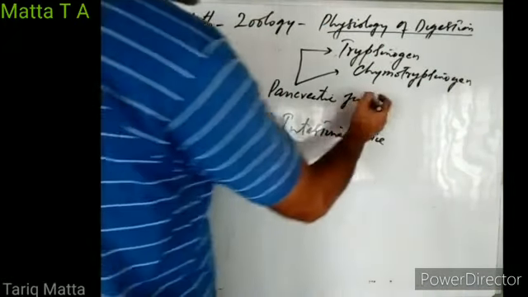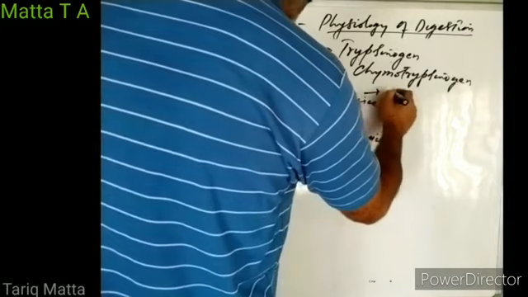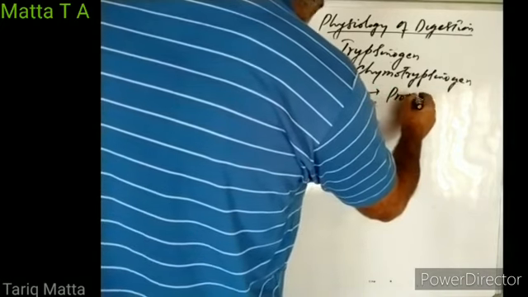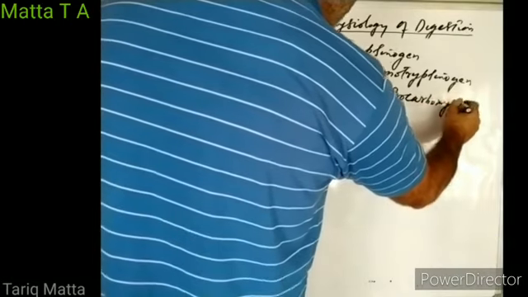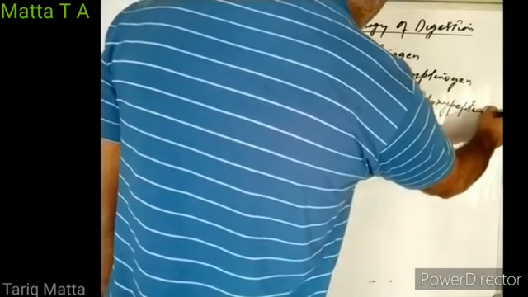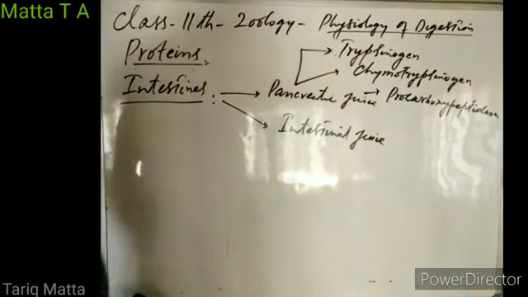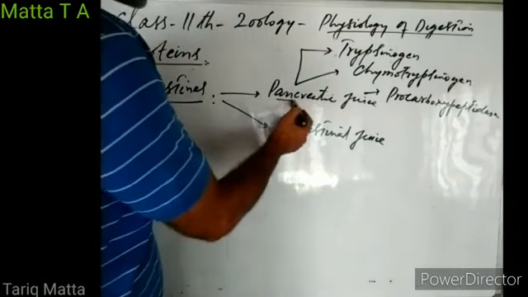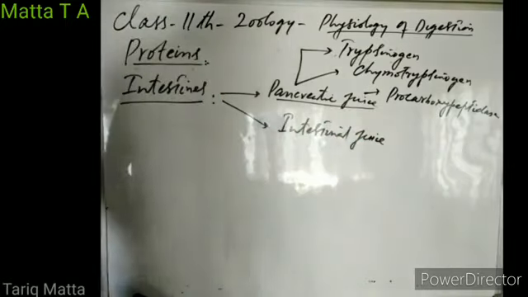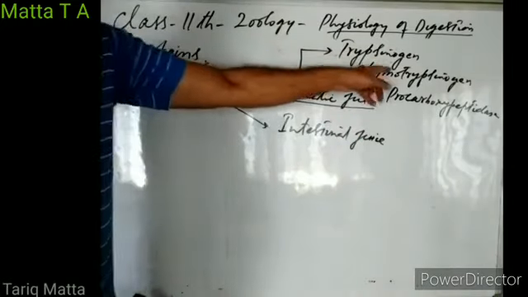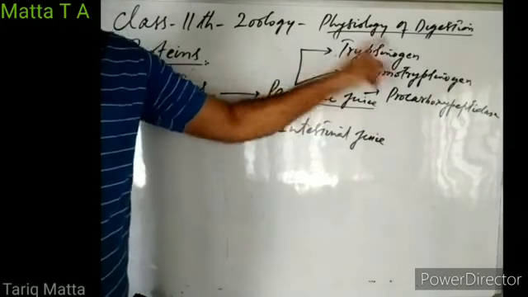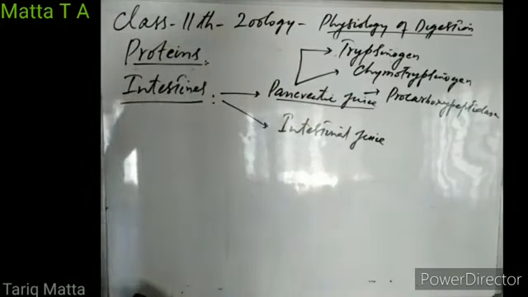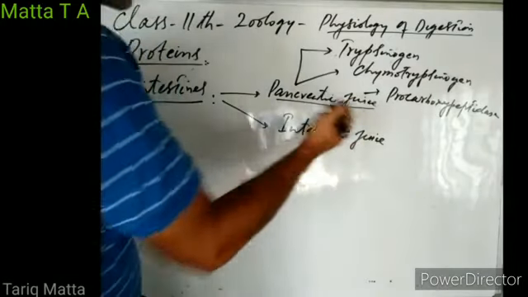And in pancreatic juice, we have got procarboxypeptidase. This is also a protein digesting enzyme, right? So these are the enzymes which are secreted by the pancreas. These are all protein digesting enzymes: trypsinogen, chymotrypsinogen, and procarboxypeptidase. Similarly, in intestinal juice, there are some enzymes present.